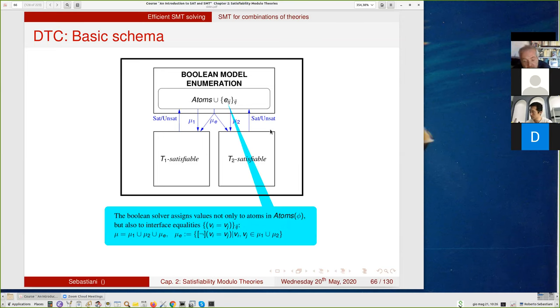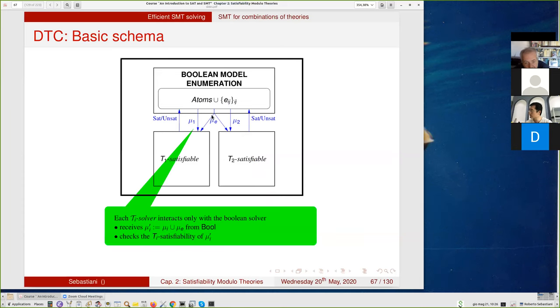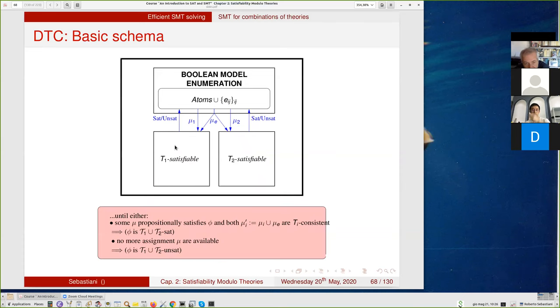So the Boolean solver assigns values not only to the atoms of phi, but also to interface equalities. And as a result, we have a truth assignment which is a combination of a theory one pure part, a theory two pure part, and a truth assignment to the interface equalities. Each theory solver interacts only with the Boolean solver, so there is no direct interaction between the theory solvers, and it receives the combination of its specific atoms plus the truth assignment to all the interface equalities. It checks the satisfiability until either some mu is found to be consistent on both theories, and by construction they agree on interface equalities, so this problem is satisfiable, or no more truth assignments are valid.